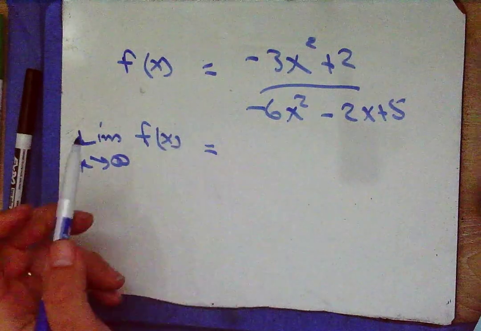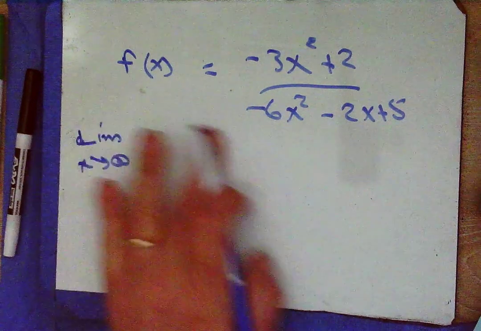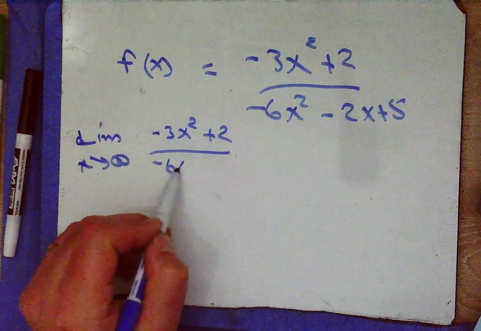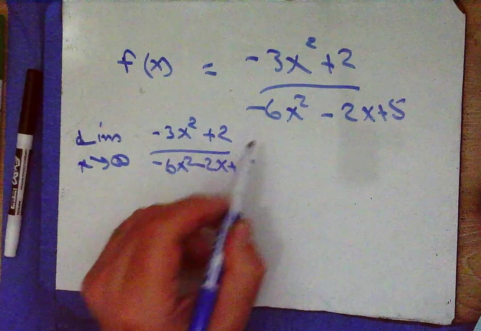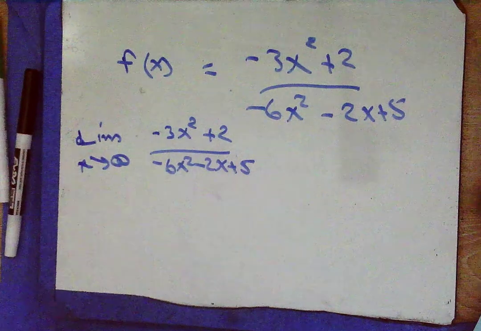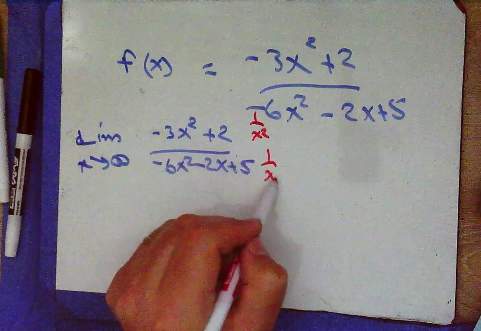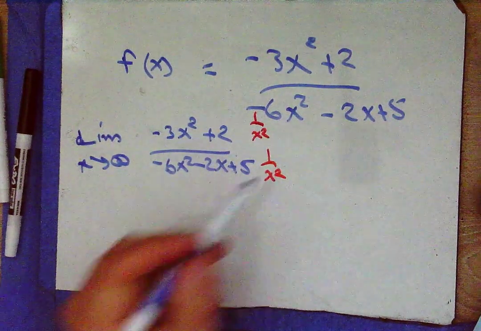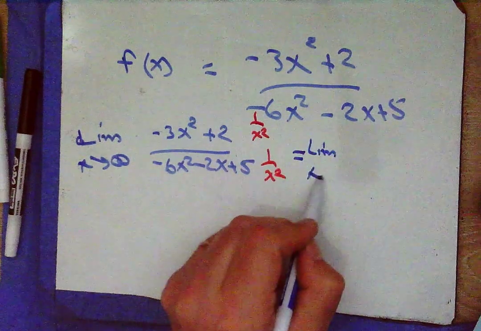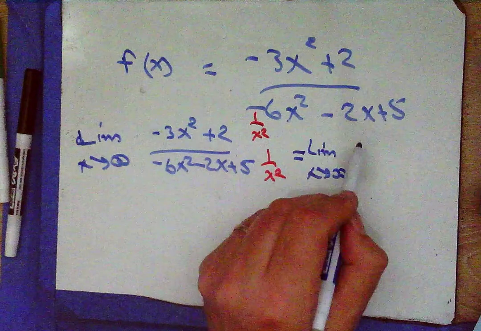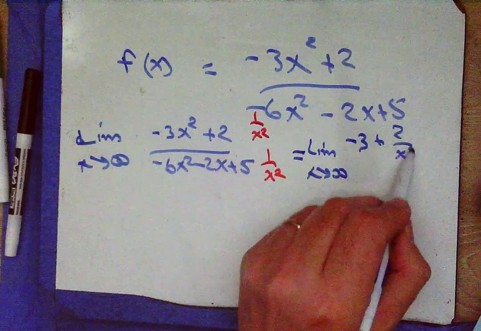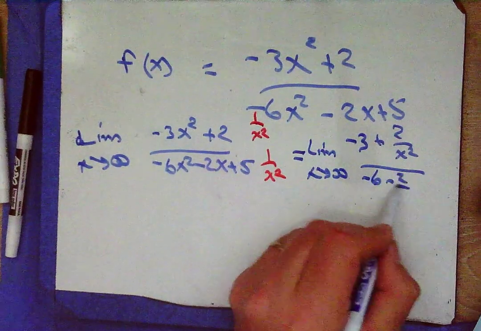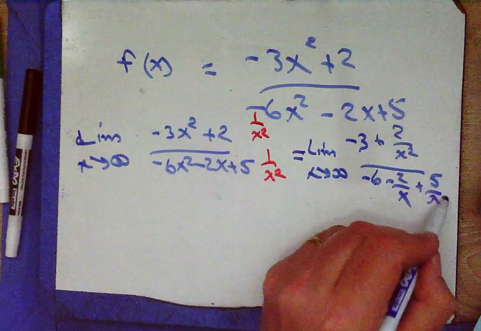Welcome back. So I'm looking for the limit of f of x as x heads to infinity, negative 3x squared plus 2 over negative 6x squared minus 2x plus 5. This is where I need to show that I'm going to multiply top and bottom by 1 over the highest degree x. So when I do that, I get the limit as x heads to infinity of negative 3 plus 2 over x squared over negative 6 minus 2 over x plus 5 over x squared.